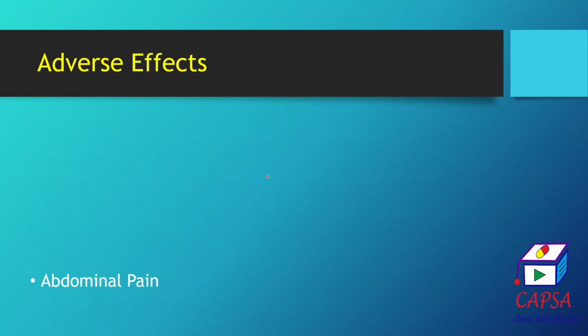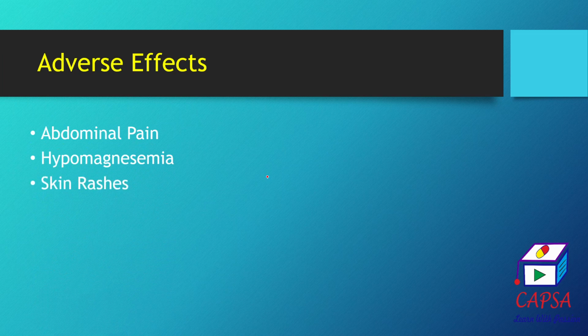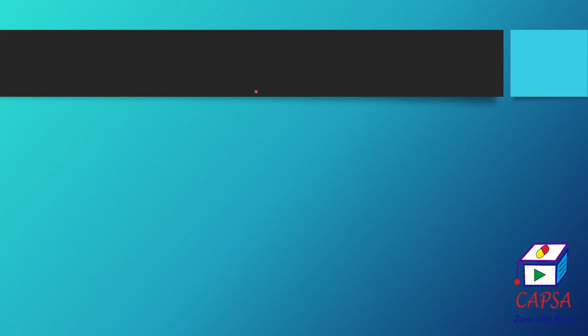Now, what are the adverse effects? Abdominal pain, hypomagnesemia, skin rashes, headache, nausea and vomiting. Hypomagnesemia means a decrease in the magnesium ion concentration in the blood. Hypomagnesemia occurs if the concentration level is less than 1.46 milligram per deciliter in the blood.